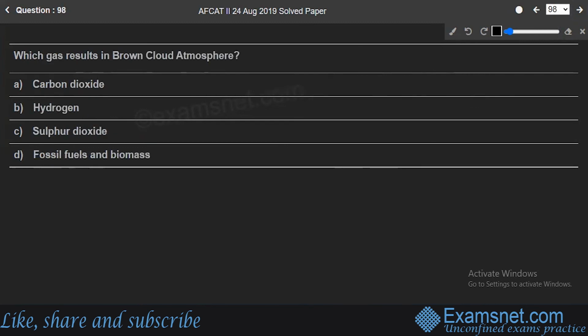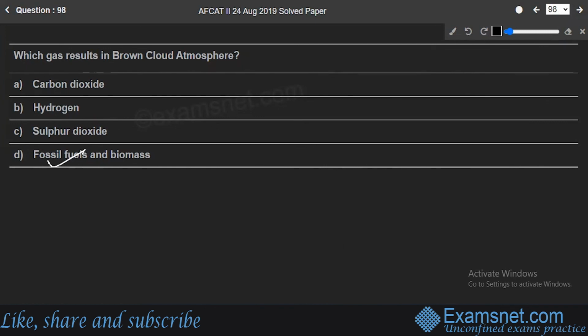Next, question number 98. Which gas results in brown cloud atmosphere? Is it carbon dioxide, hydrogen, sulfur dioxide, or fossil fuels and biomass? See, emissions associated with the combustion of fossil fuels and biomass. So, first of all, this is the correct answer, option D, fossil fuels and biomass.